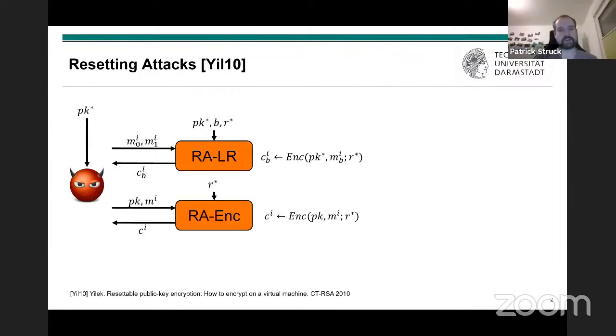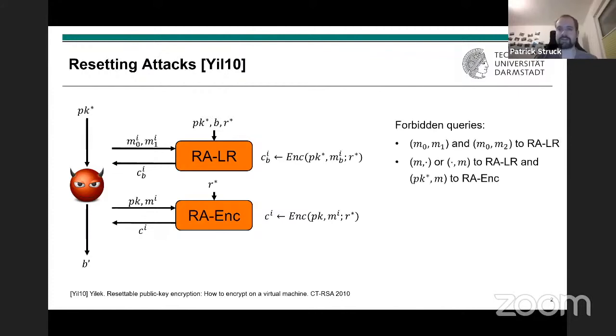Then in addition to this challenge oracle, the adversary also gets a learning oracle where it can specify a public key and a message, and then gets the encryption of the message under the public key, again using this fixed randomness R star. And in the end, we have the same that the adversary has to guess the bit B of the challenge oracle. But there are some inherent limitations, or some queries which we have to forbid, in order to make this a meaningful security notion.